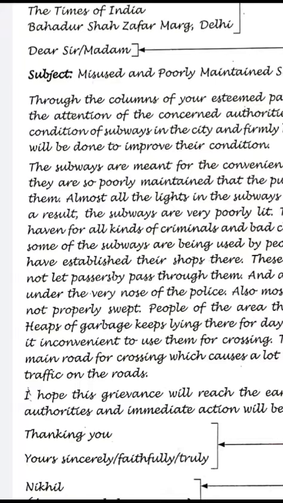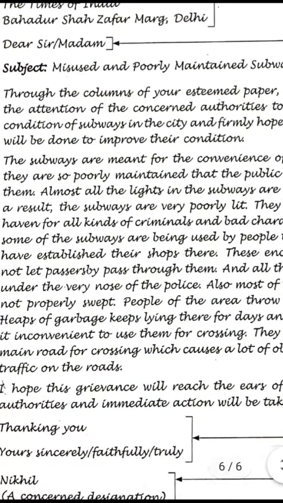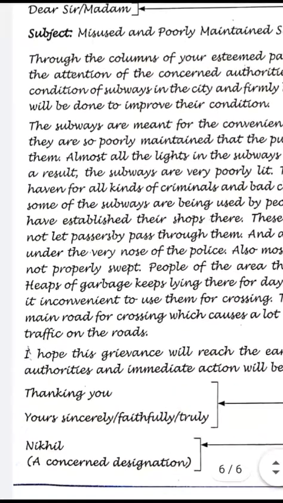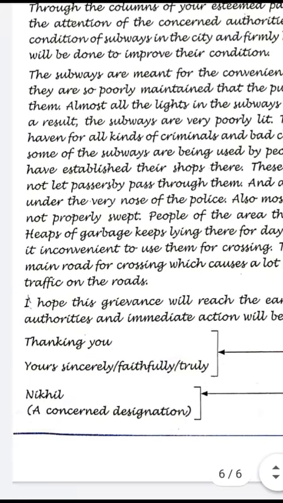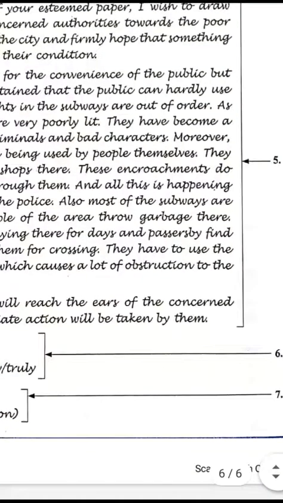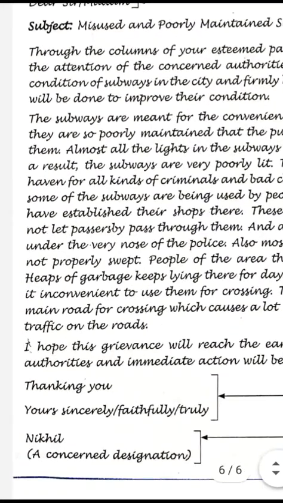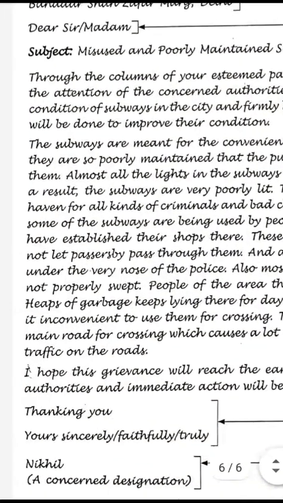The first paragraph is about the condition of the roads. Second, the subways are meant to ease traffic on the roads. The last line you can see, and third is, I hope this grievance will be taken up by them. So why is it divided into 3 paragraphs? Let me explain this. Okay, the first para, what does it include?